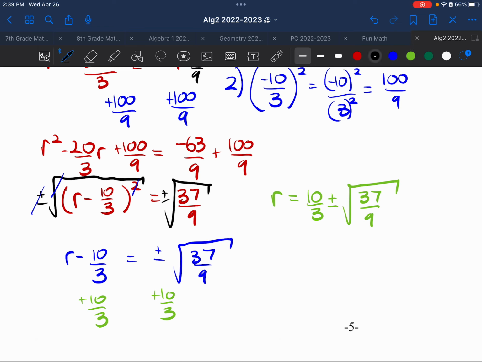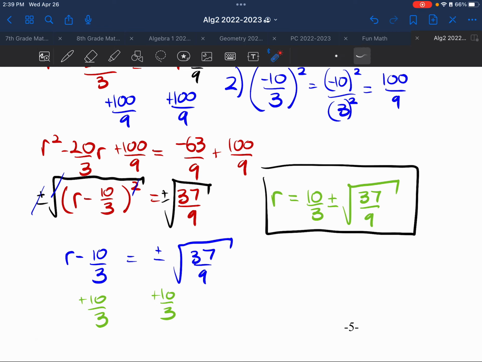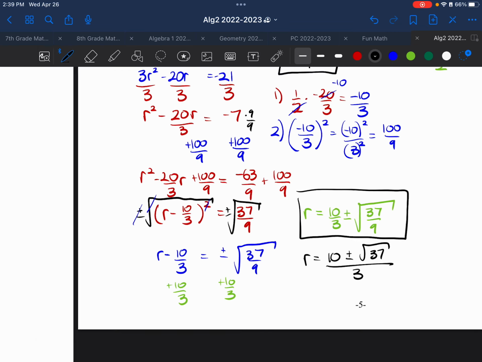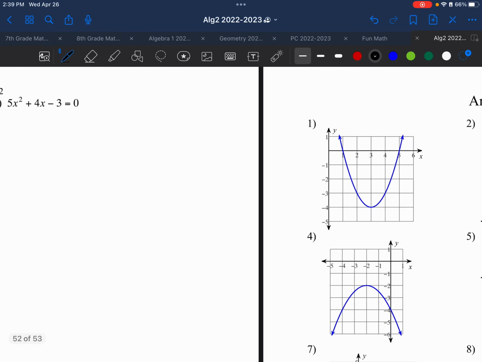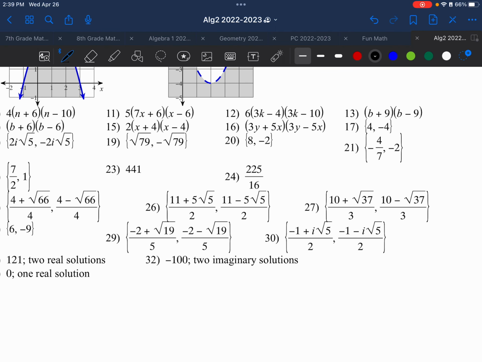So that would be the final answer in my class, but I don't think that's what the answer key is going to say. The answer key likes having the same denominator. This can pop out and become a 3. So the answer key will probably say r is equal to 10 plus or minus square root of 37 all over, the 9 becomes a 3. Yeah, so they're both 3. Let's check. It was 10 plus or minus square root of 37, 10 plus the root 37, 10 minus the square root of 37, all over 3. So that is what we got.